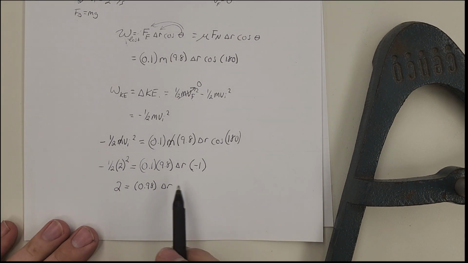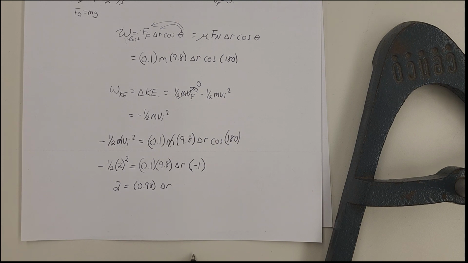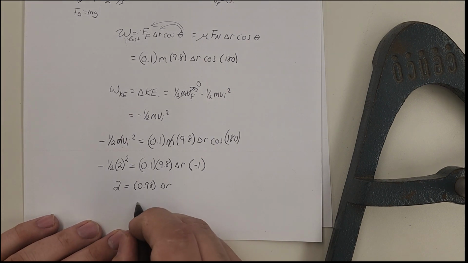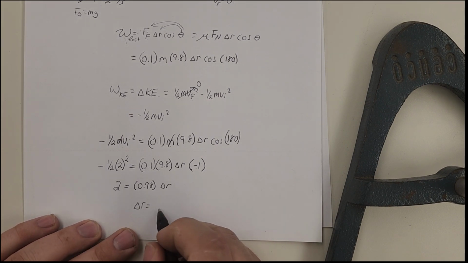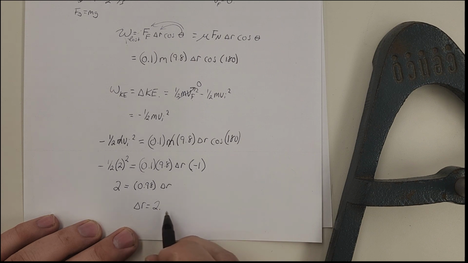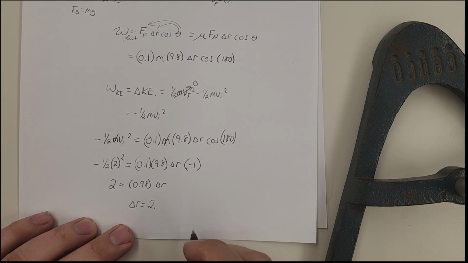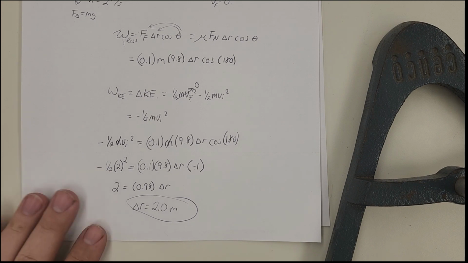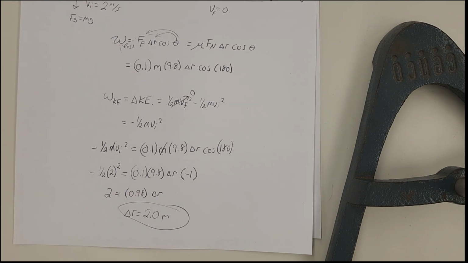Hopefully that was okay with the math. Now all I have to do is take 2 and divide by 0.98, which is just about 1. We end up with the change in r equal to 2.04. We're just going to round that to 2 meters. And that's our change in r, which matches our answer up here, 2 meters.